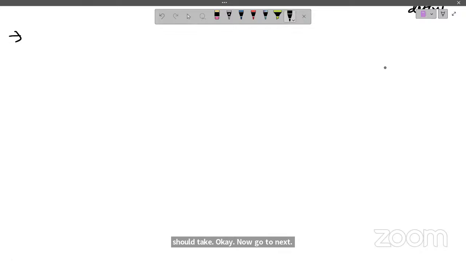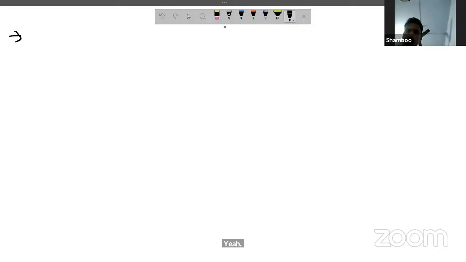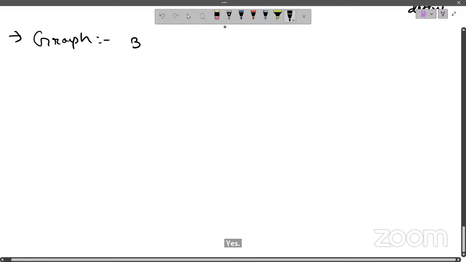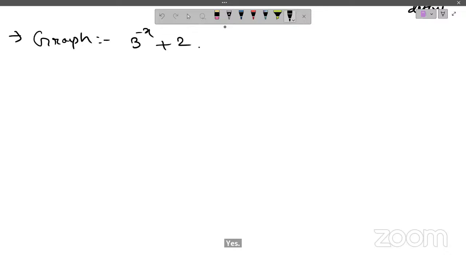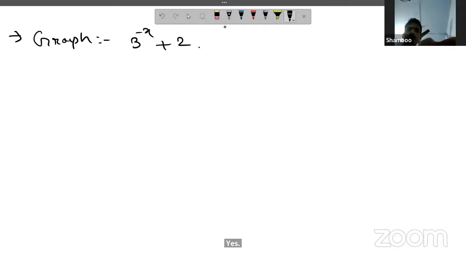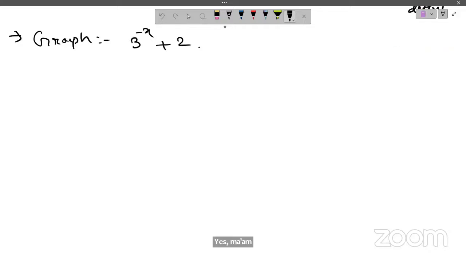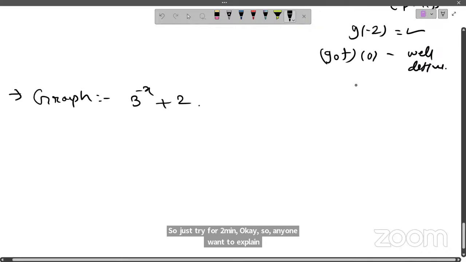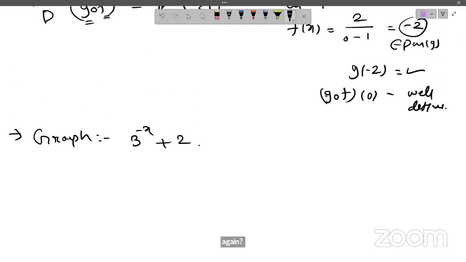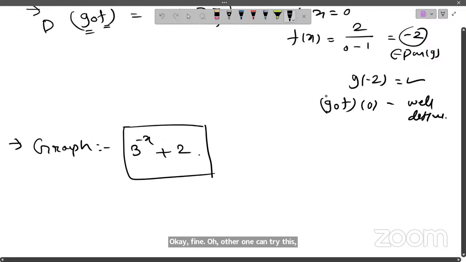You know how the graph of an exponential function looks, right? You have learned those things? Yes, ma'am. Okay, so if I say graph this function, 3 to the power minus x plus 2, can you guys do it? Yes, ma'am. So just try for 2 minutes, then I will explain. Anyone want to explain? Okay, fine. Others can try to plot this graph, then I will discuss it.